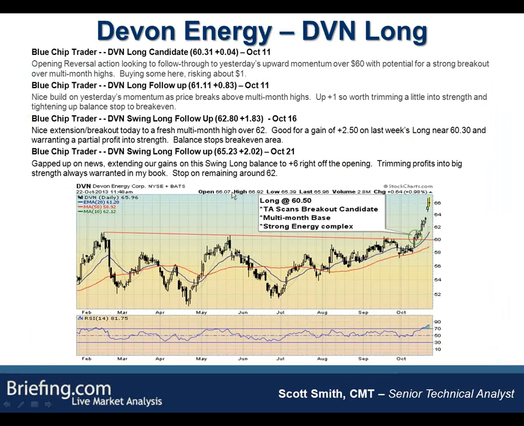A more recent example would be Devon Energy. And you can see here in October, it showed up on the TA scans page as a breakout candidate this day right here when it broke out over 60. The longer-term chart showed that this price action has been in a really long multi-month consolidation phase. I know the previous examples for September and August that I used were stocks tanking multiple days in a row, and I was playing a bounce. But this can also be applied to more bullish patterns such as consolidations and breakout plays.